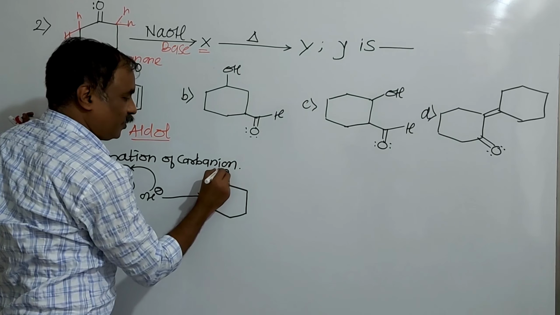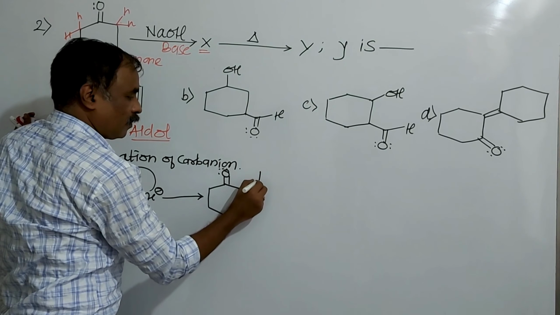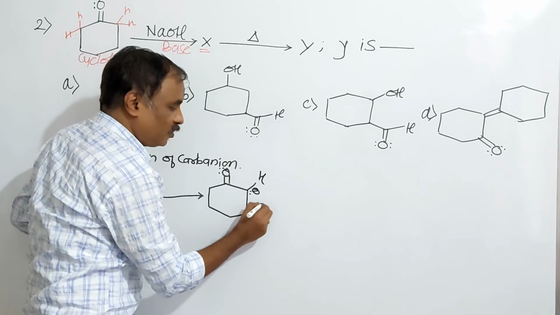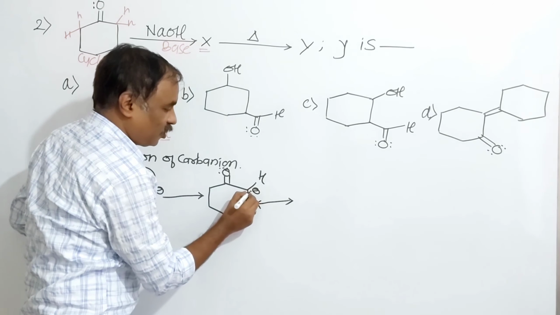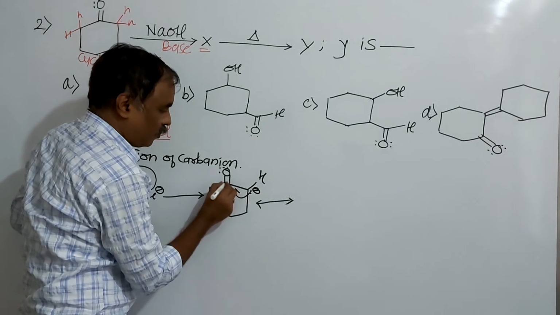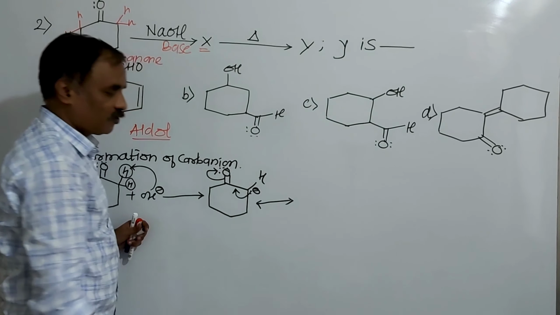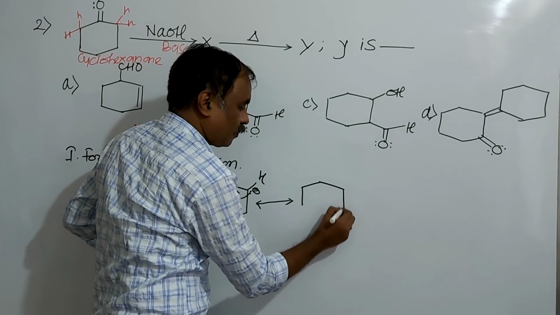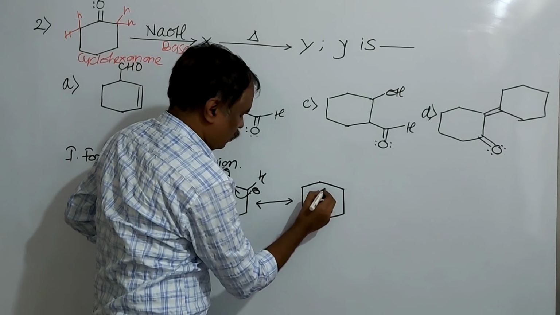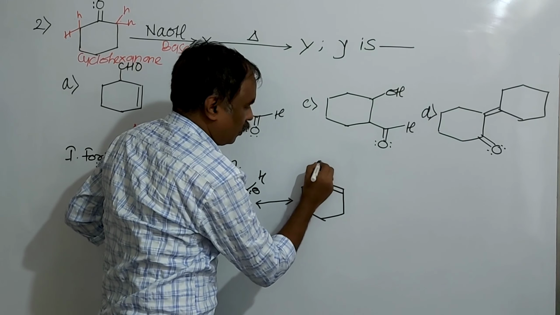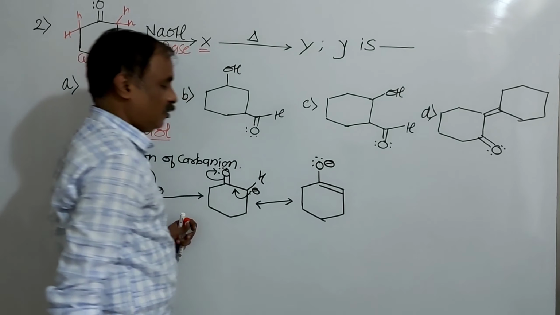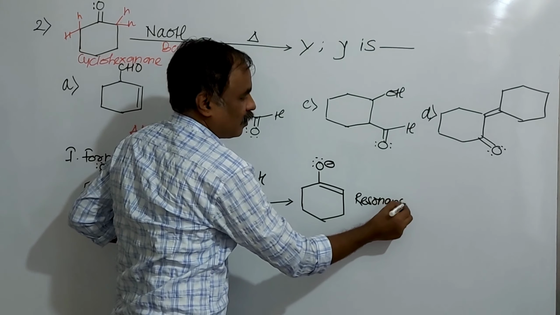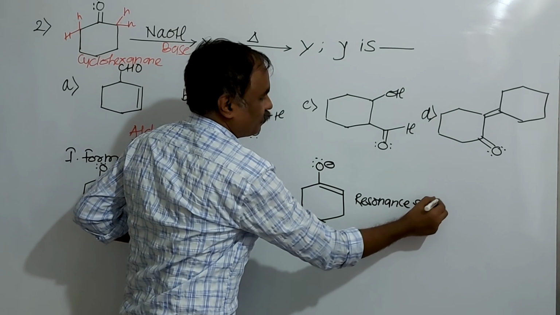This carbonyl group remains as it is. Here is the formation of carbanion. Now this carbanion is resonance stabilized: the shifting of these two electrons here, breaking the pi bond and shifting electrons towards oxygen. Here it is a double bond, and here it is O minus. So this is resonance stabilization of the carbanion.